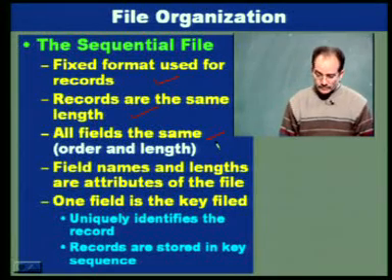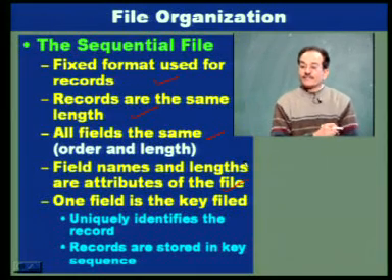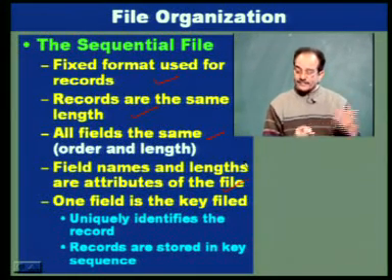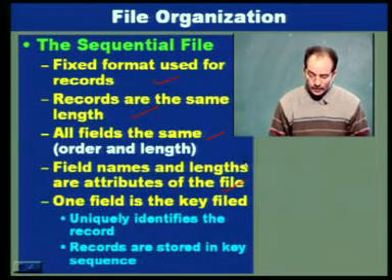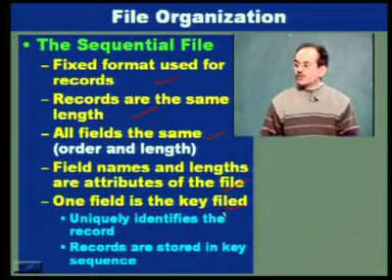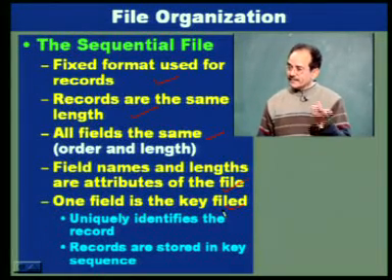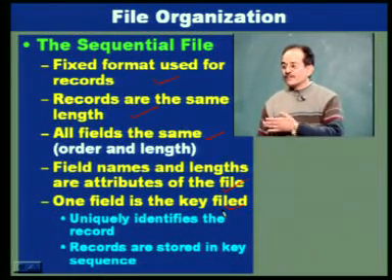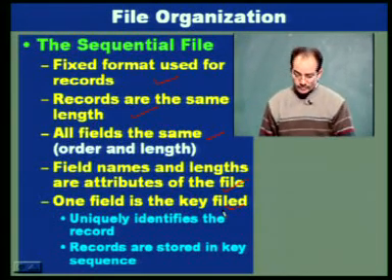And field name and the length are the attributes of the files here. These are some of the attributes which are attached with the file, length and the field names. Now, one field is the key field. Out of all the fields I have got, we usually keep one of the fields as a key field. Maybe in case there is no key field, your record number acts as a key field there.